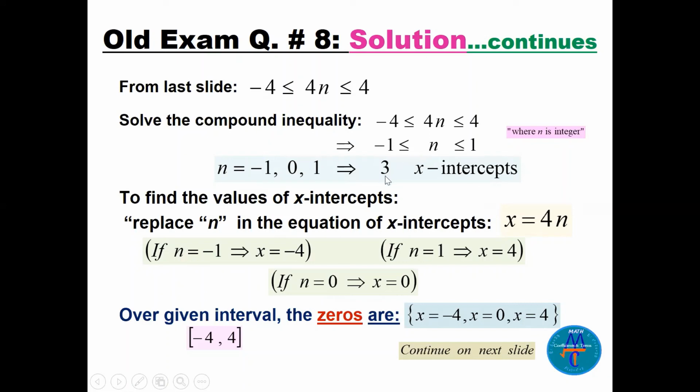So there are 3 x-intercepts. Let's find them. Put n equals minus 1, you get x equals minus 4 in the equation. This equation here, you see. Put n equals 1 and put n equals 0. So now we say the zeros are x equals minus 4, x equals 0, x equals 4, between minus 4 and 4.